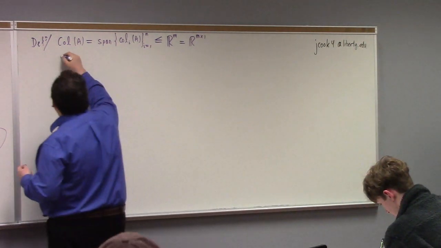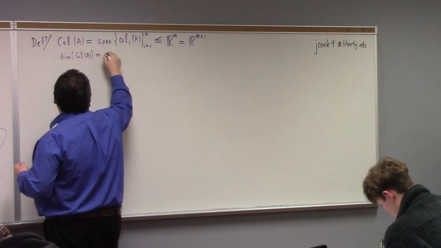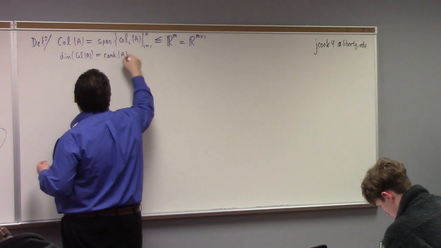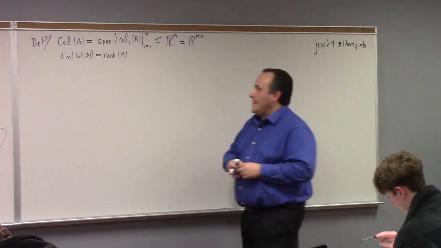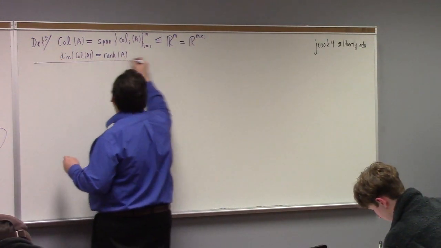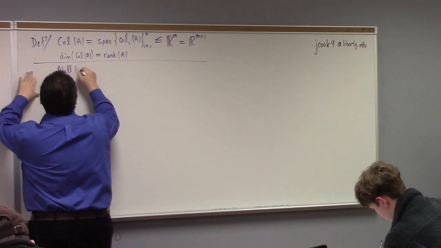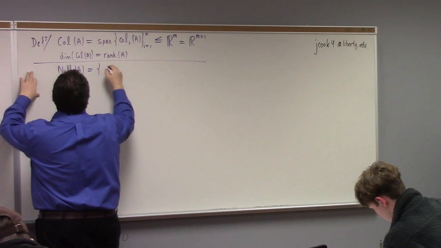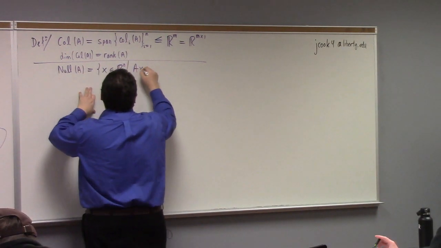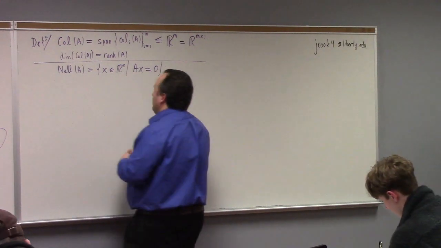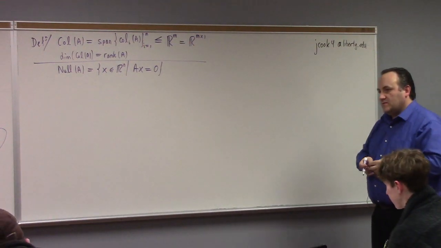Furthermore, the dimension of the column space is equal to the rank of A. The rank of A is the dimension of the column space. All right, another important space is the null space. The null space of A is the set of x in Rn such that Ax equals 0. In other words, the null space of A is the solution set of the homogeneous equation.